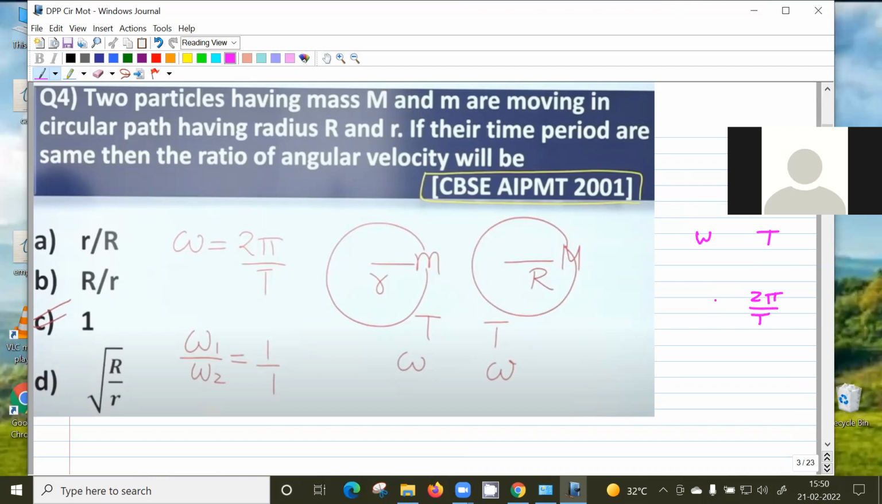Actually, this is the better way to remember. Omega is how fast the angle is covered. So it will cover an angle of 2 pi in one time period, capital T. Okay, sir. This is a better way of remembering the formula. So got the answer? Yes, sir.